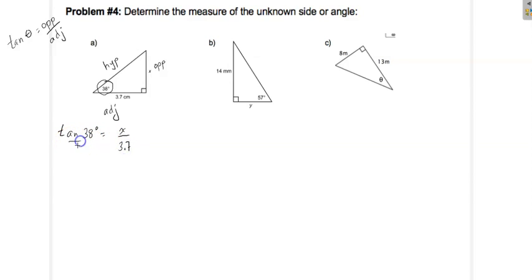Now, in order to solve for x, we're going to cross multiply. This is over 1, so x is simply 3.7 tangent of 38 degrees. Notice how I've written that, where I have the constant 3.7 in front of the trigonometric function tangent. So simply type this in on your calculator, 3.7 tan 38, make sure you're still in degree mode, 2.9 centimeters. So 2.9 centimeters.